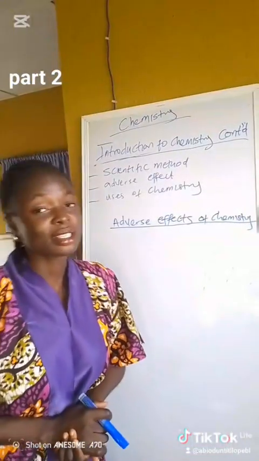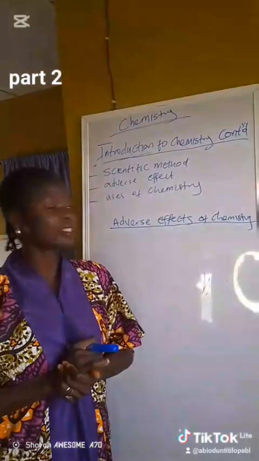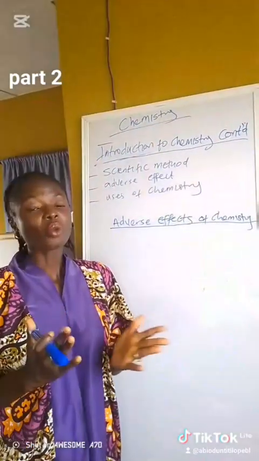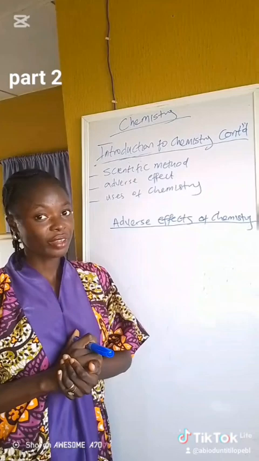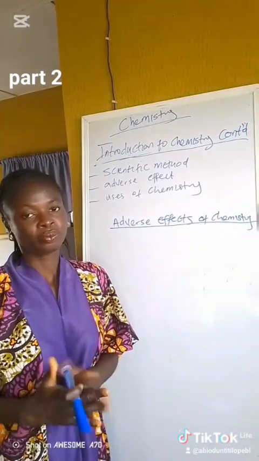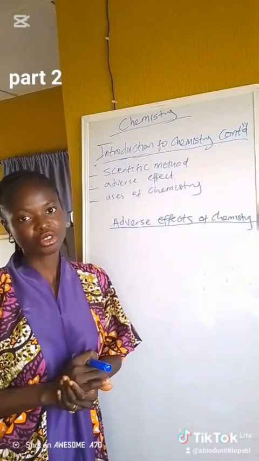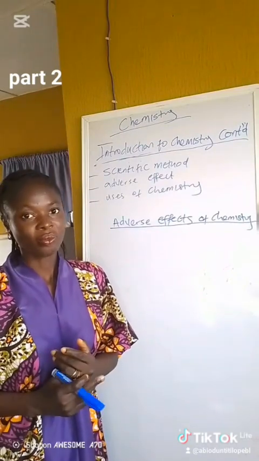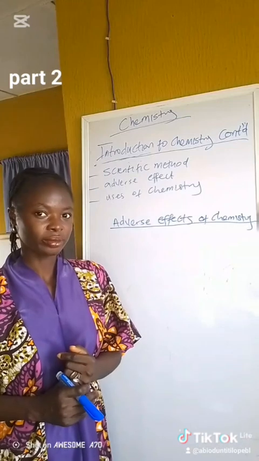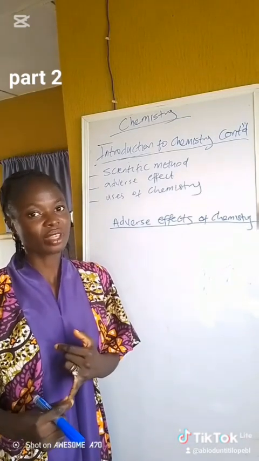Now, that is it about the scientific method. We proceed to adverse effects of chemistry. When we talk of adverse effects of chemistry, we are talking about the harmful outcomes of chemistry, the negative impact of chemistry. Number one is corrosion of iron. Corrosion of iron is the number one adverse effect of chemistry.